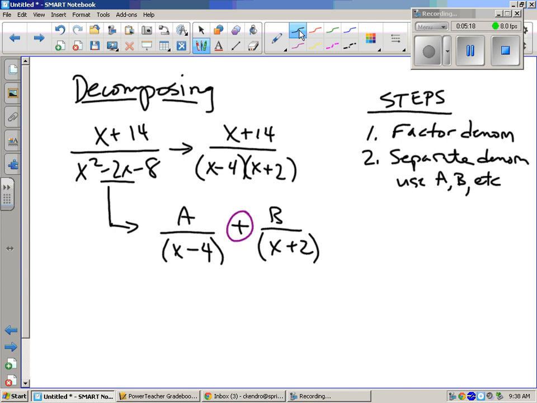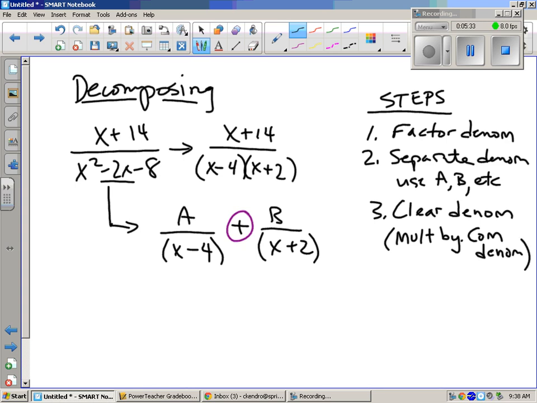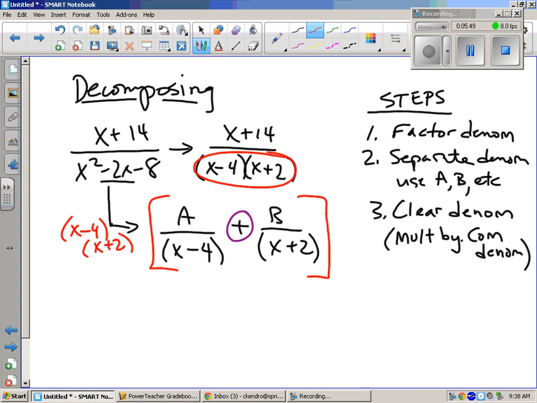The next thing we're going to do, number 3, is to clear the denominator. The way we do that is by multiplying by the common denominator, so multiply by the denominator. Our common denominator is what our denominator starts out as. So if I multiply each part by x minus 4 and x plus 2, on this side the x minus 4's would go away and I'd be left with A and x plus 2.